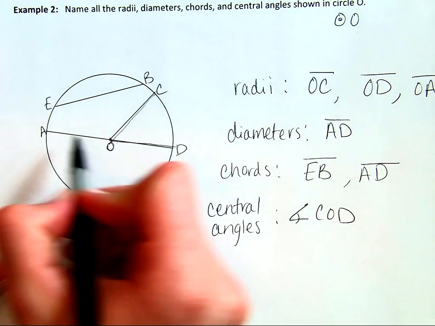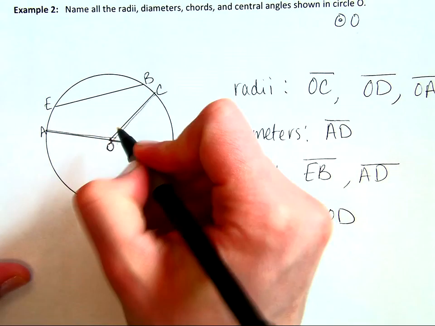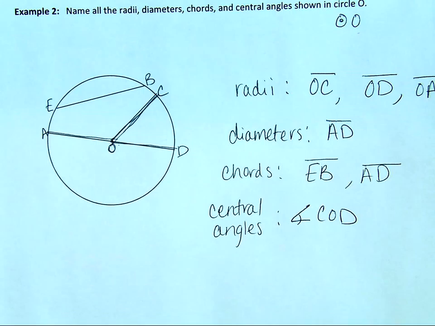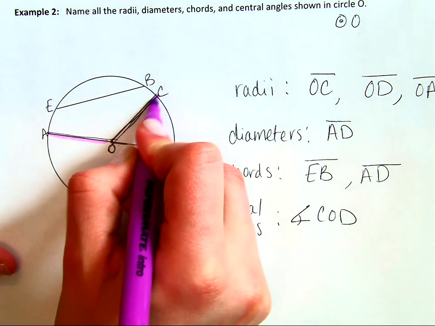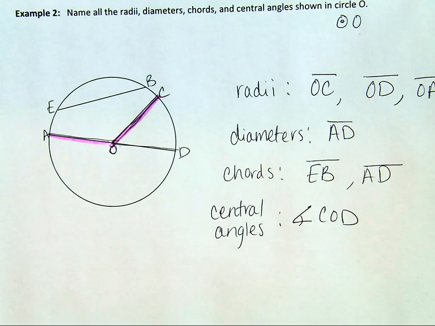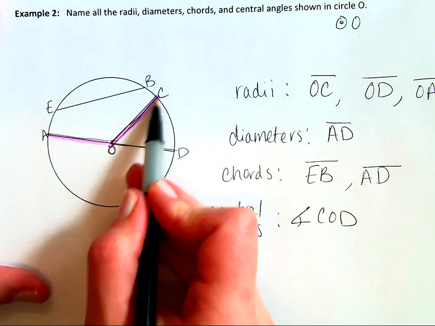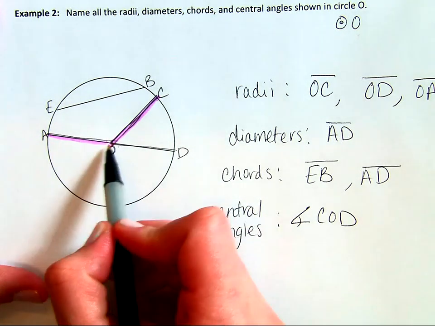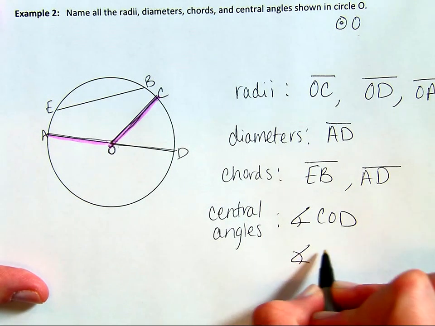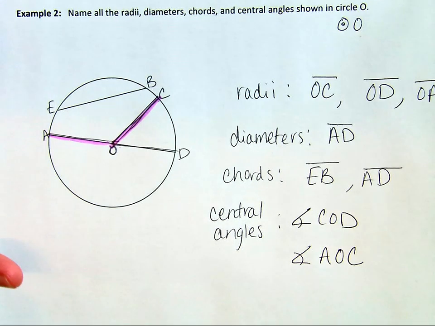Let's see, another angle that goes through the center is this one right here. Let's do this one in purple so you can see it better. So that right there is an example of a central angle. So I'll say AOC. I could say COA. It doesn't really matter as long as O is in the middle. So I'll say AOC is another central angle.